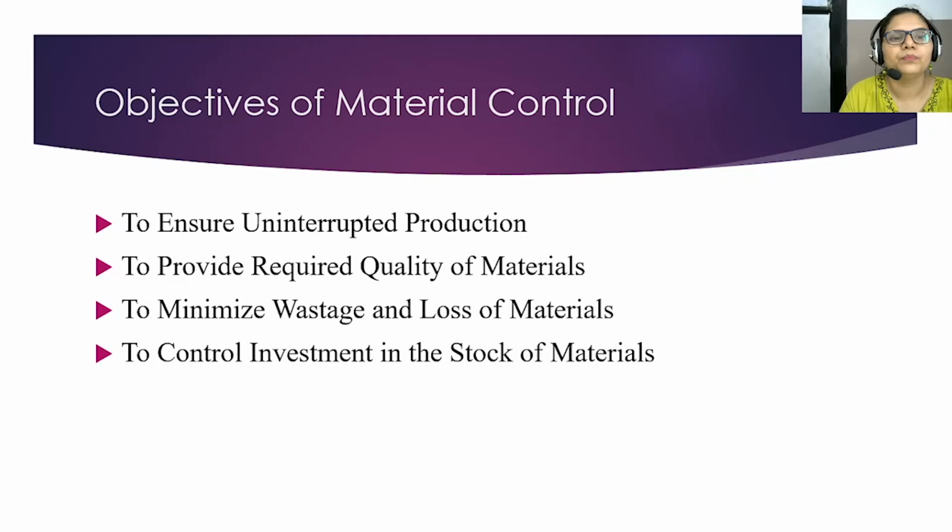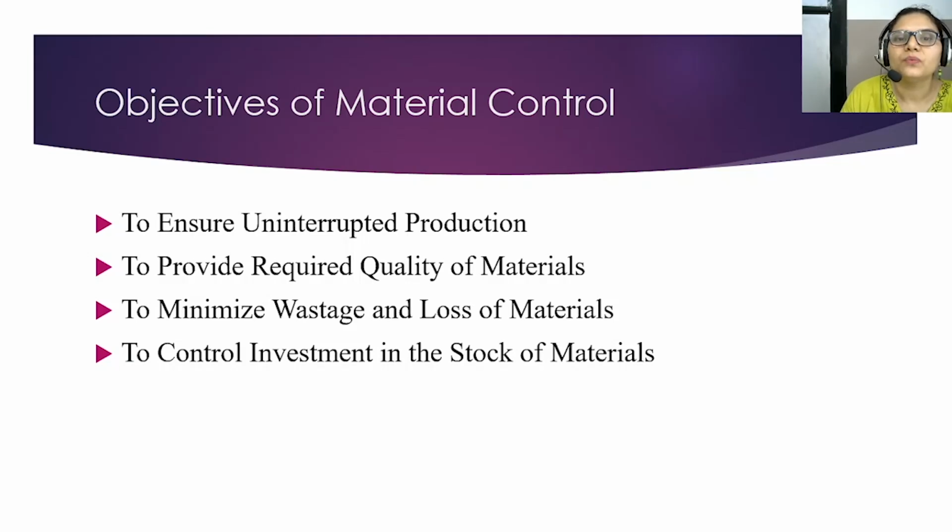Now, what could be the possible objectives of material control? Why is material control exercised? The basic objective behind exercising material control is to ensure uninterrupted production, as we have already discussed. With material control in the system, the material can be available as and when required, so the production process is never hampered. To provide the required quality of material, when we are analyzing material control in the system, we actually know what quality of material will fit into the production process. So our quality of material is never compromised. We exercise material control in a firm to minimize wastage and loss of material.